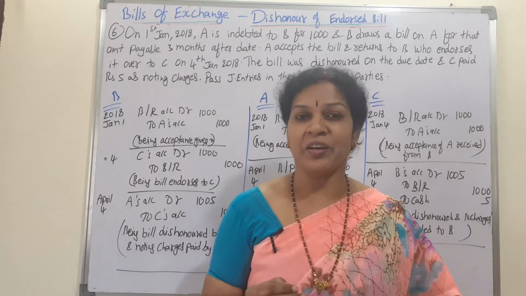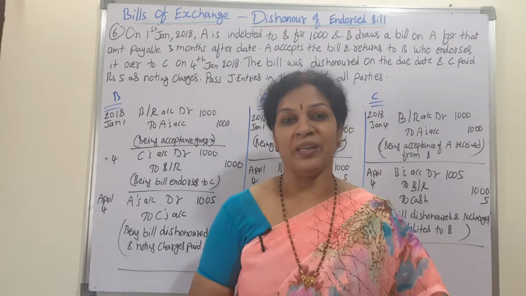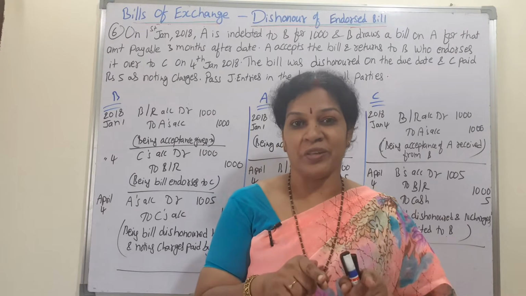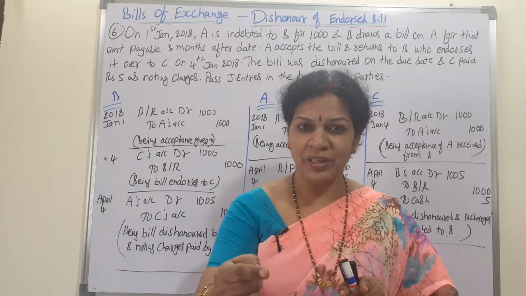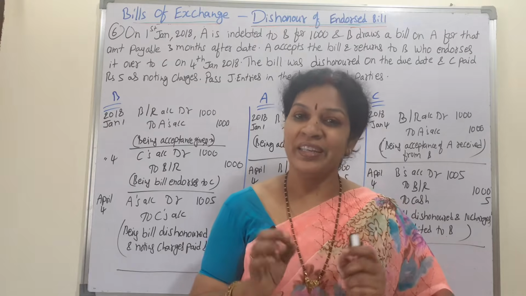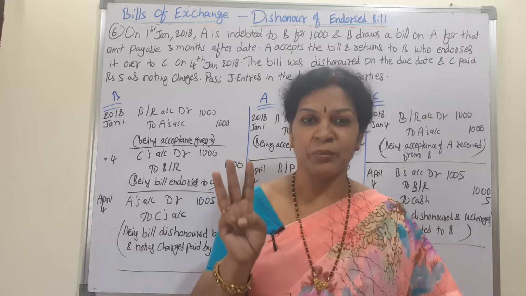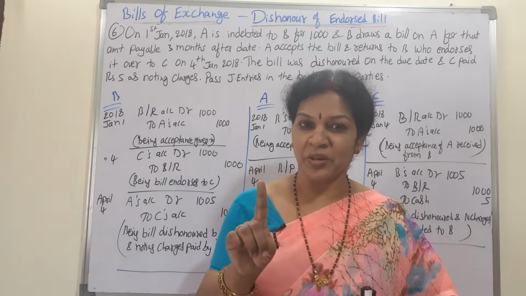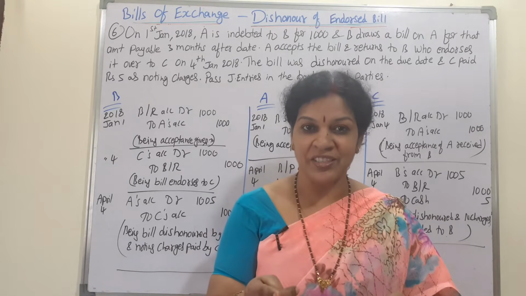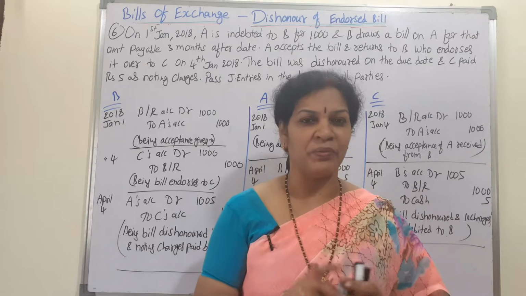Now today we will see dishonor of bill when it is endorsed. Last class also we have seen dishonor of bill. Today, when an endorsed bill is dishonored, someone has endorsed this bill and it is dishonored, then how will it be treated? In any such case, we have to take entries in the books of three parties: drawer, drawee and endorsee, to whom we have endorsed the bill. So we are going to write journal entries for three parties. This problem we will see today.